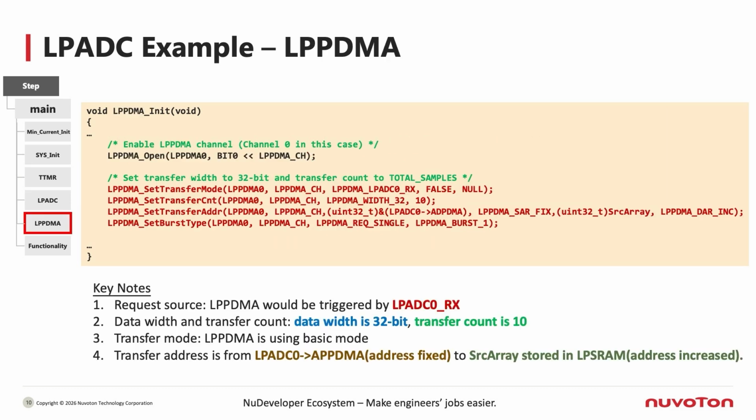Next, let's go over the low power PDMA configuration. Here, we set the transfer width to 32 bits, with a total of 10 data points per transfer. The data moves from the Low Power ADC's data register all the way into the source array stored in Low Power SRAM. Once everything is set up, we can flash the program and see the demo in action.